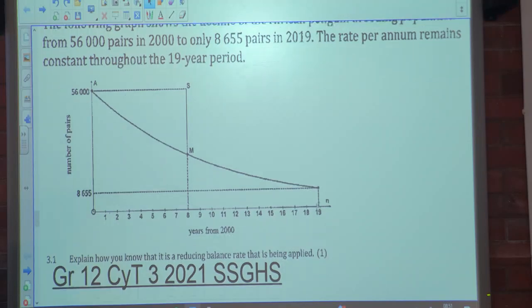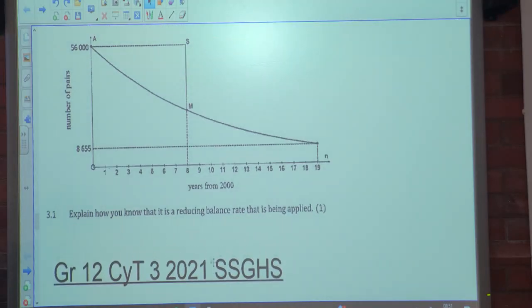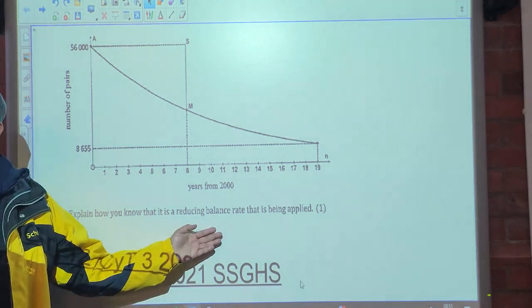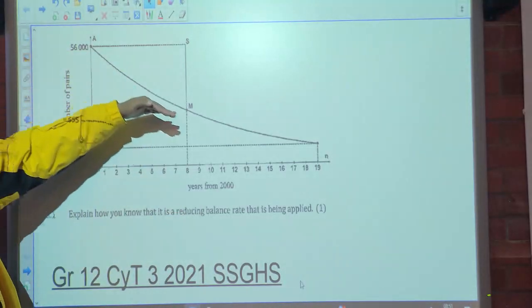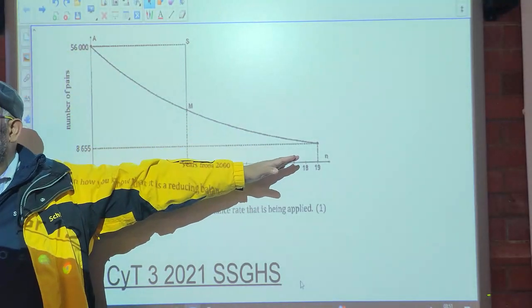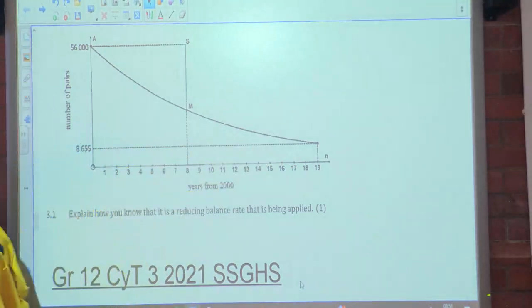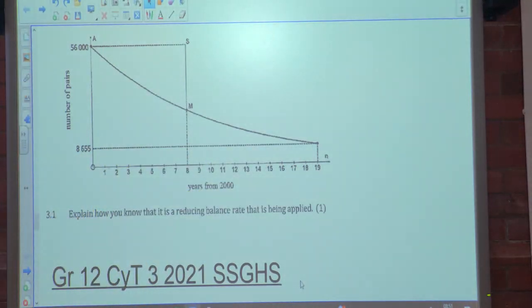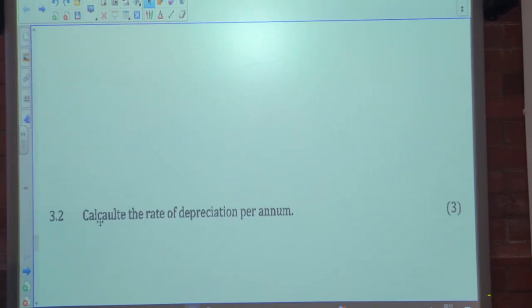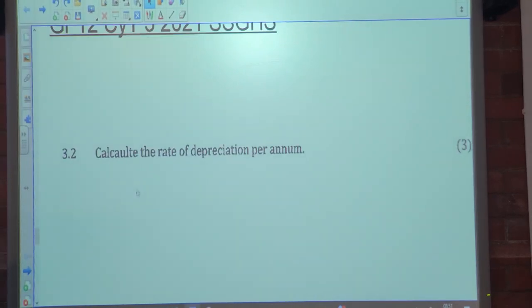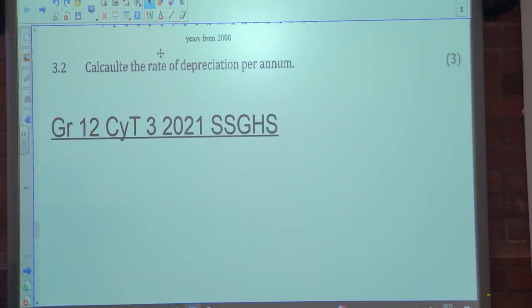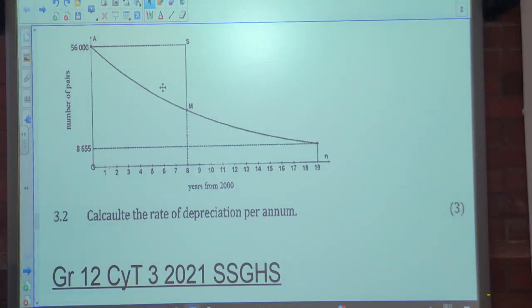Right, let's see what they say. Explain how you know that it's reducing balance. How do we know it's reducing balance? Because it's exponential decay. Did you see that, people? Okay, what did I write there when I did the memo? Yes, okay. Graph exponential. Same story. Question 3.2. Calculate the rate of depreciation per annum.